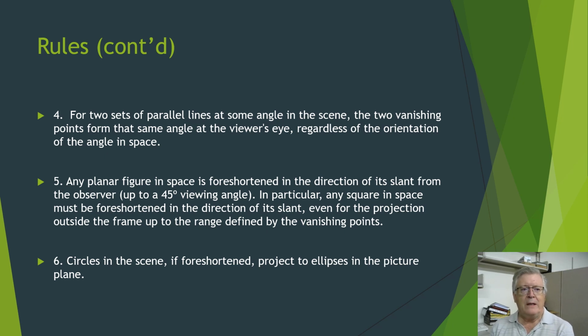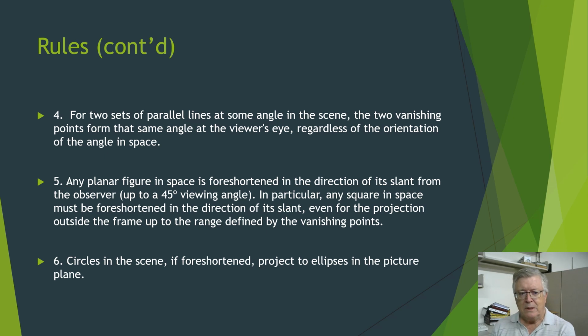Number 5, any planar figure in space is foreshortened in the direction of its slant from the observer up to a 45-degree angle. In particular, any square in the space must be foreshortened in the direction of its slant, even for the projection outside the frame up to the range defined by the vanishing points.